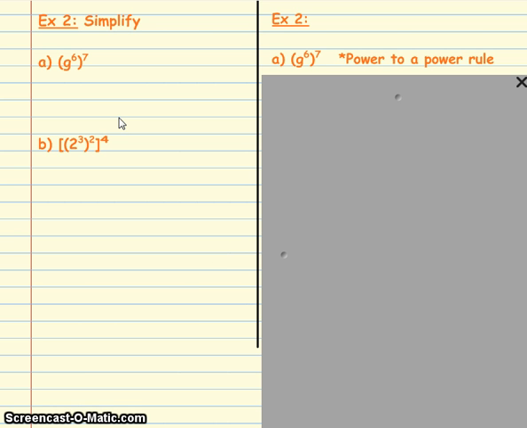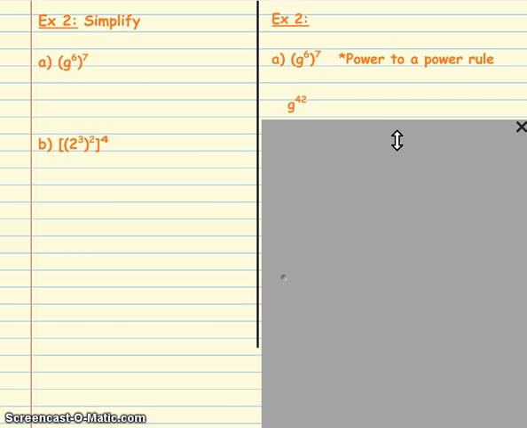Alright, next type, power to a power rule. G to the 6th to the 7th. The rule says we can multiply these exponents together, which would give us g to the 42nd power.